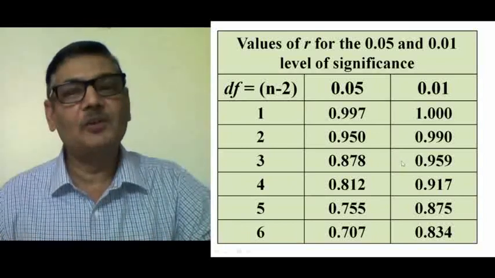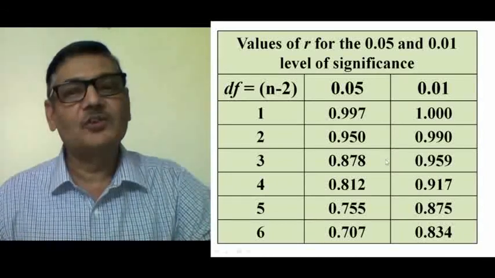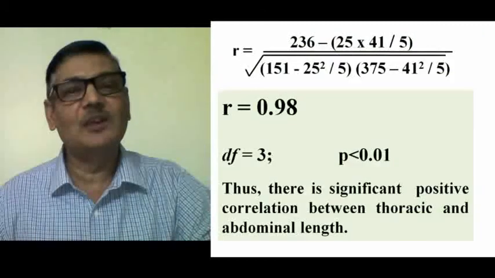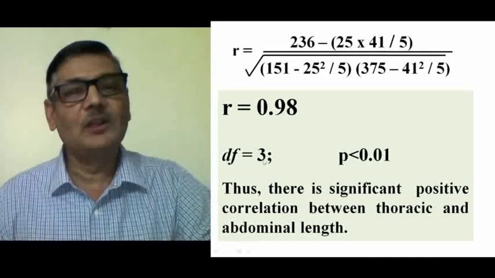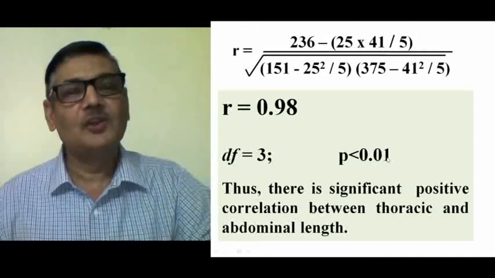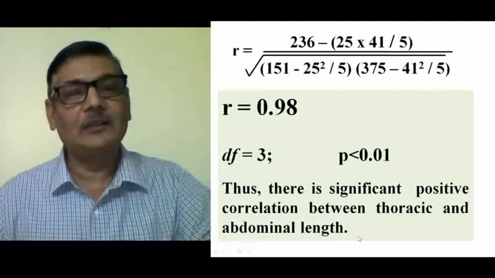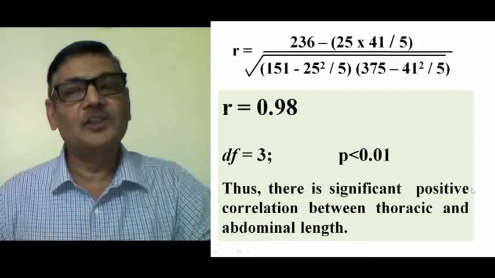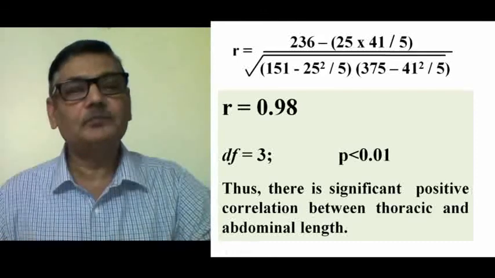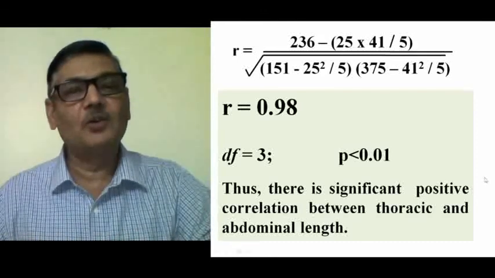So since our value is 0.97 or 0.98, we consider there is significant positive correlation. So here degree of freedom is shown, that is 3, and probability level is less than 0.01. So we actually reject the null hypothesis and conclude that there is significant positive correlation between thoracic and abdominal length. So this is one of the convenient methods of calculating correlation coefficient.